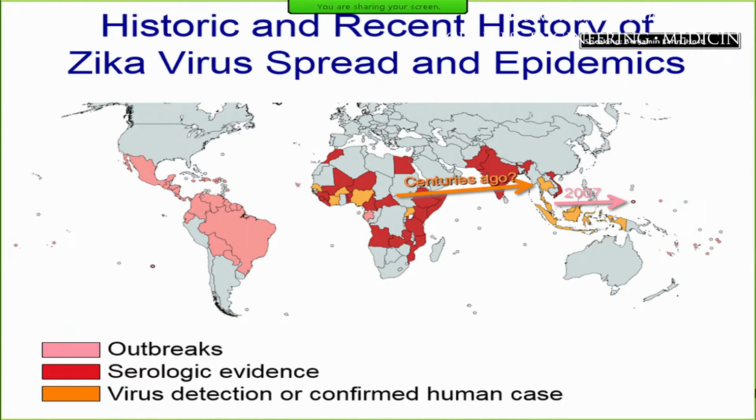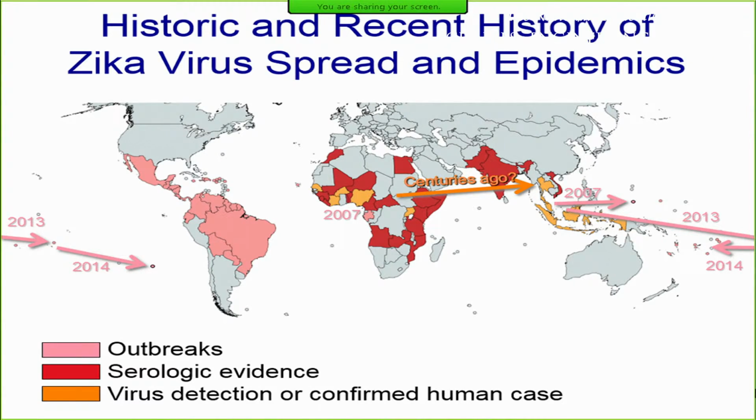Then in 2007, as Dr. Rosenberg showed, the virus was introduced into Yap, and caused an outbreak. The same year, there was an outbreak in Gabon. This one was clearly transmitted by Aedes albopictus mosquitoes, the Yap one by Aedes hensilli. Then the virus spread into French Polynesia and on to other areas of the South Pacific. And we think then that the next introduction into the Americas probably occurred from French Polynesia.